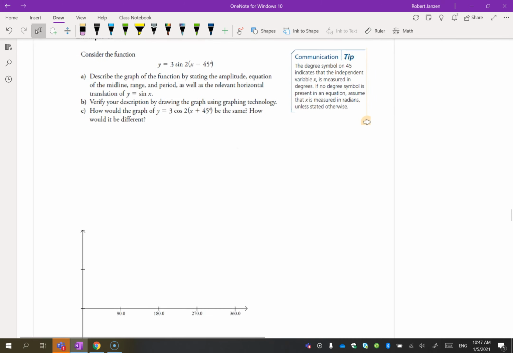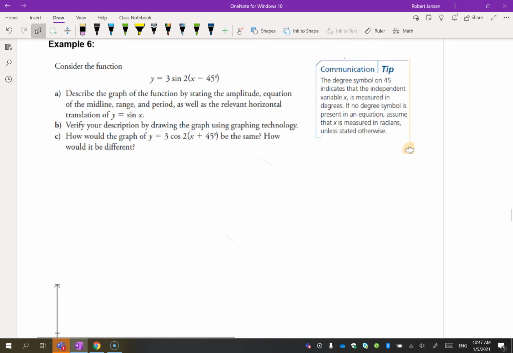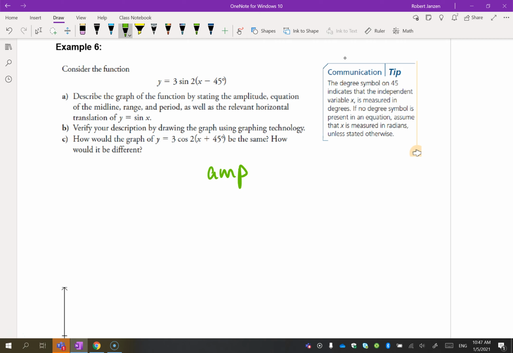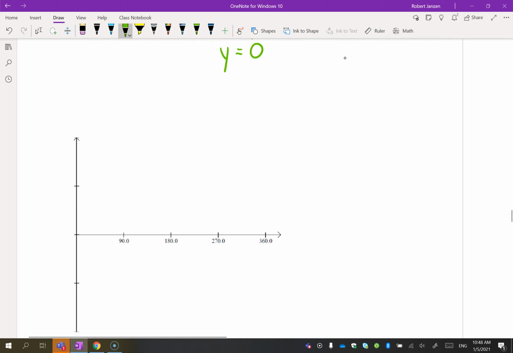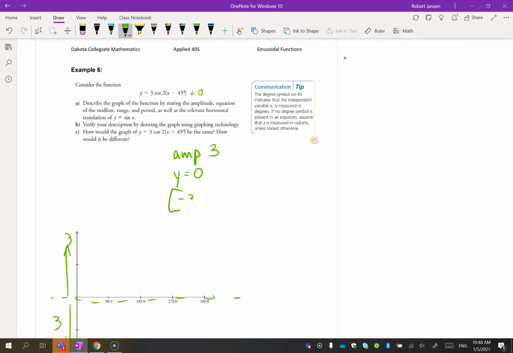Let's try this one. Consider the function, describe the graph of the function by stating the amplitude. Okay. Amplitude. What is the amplitude? It's 3. That's the a value. Okay, what's the equation of the midline? Y equals, well, the d value is 0. So that's the equation of the midline. What's the range? Well, this is enough to figure out the range right here. If we know the midline is at y equals 0, and we know that we're going up 3 and down 3, we know that the range is from -3 to 3.